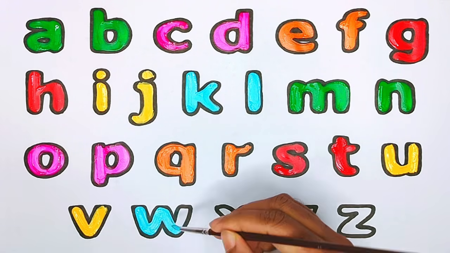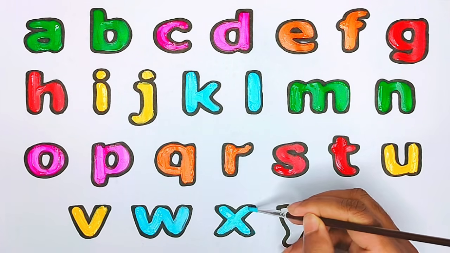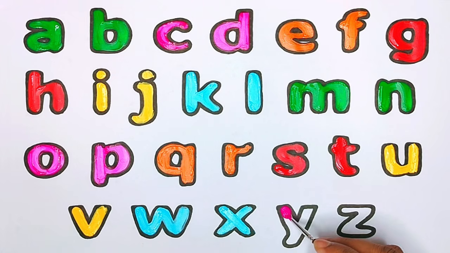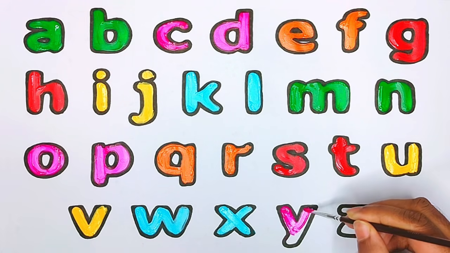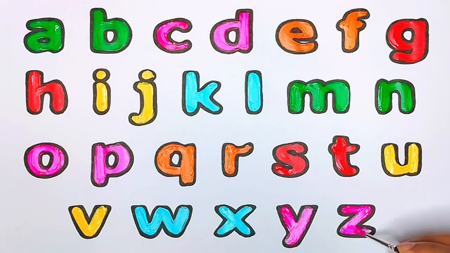W for watch. X for X-ray. Pink color. Y for yard. Z for zebra.